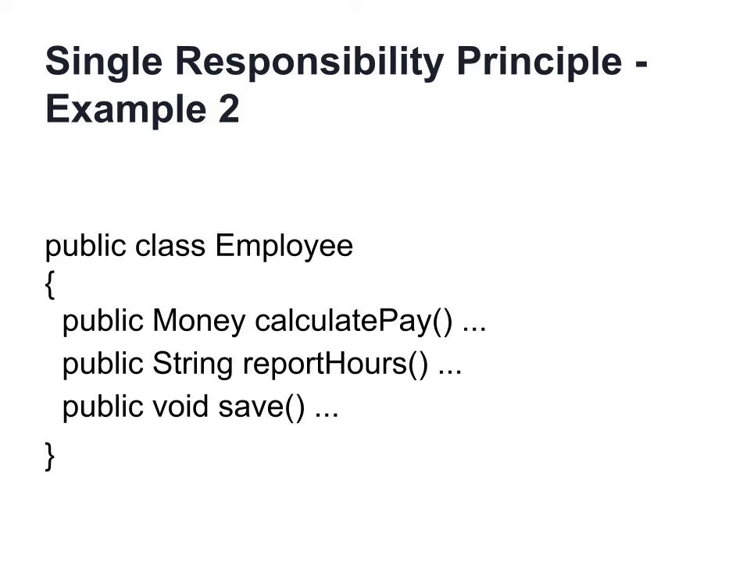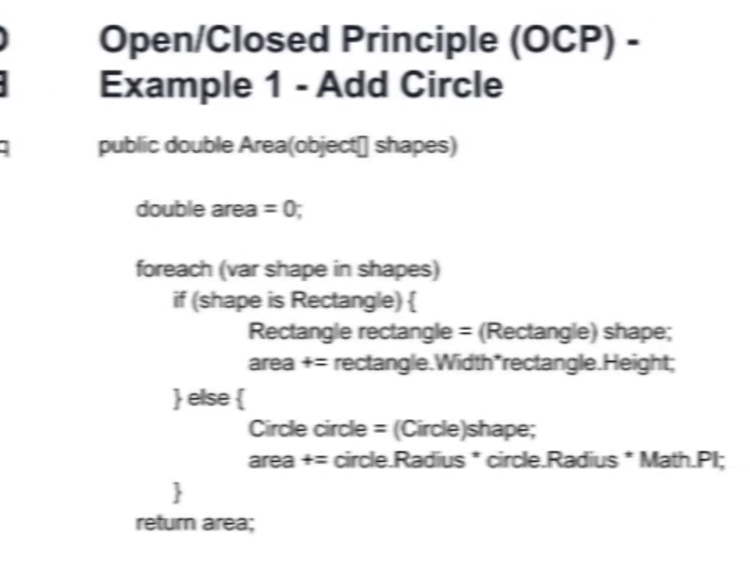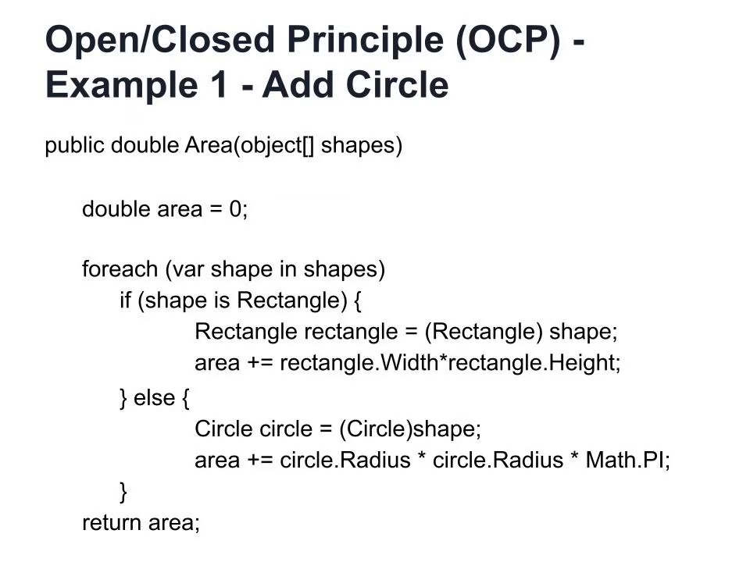The second most important principle is the open closed principle. It says software entities should be open for extension but closed for modification. What does that mean? Look at this implementation of calculating area for a shape, passing in an array of shapes, and we are checking if a shape is a rectangle, then do this, else do this.